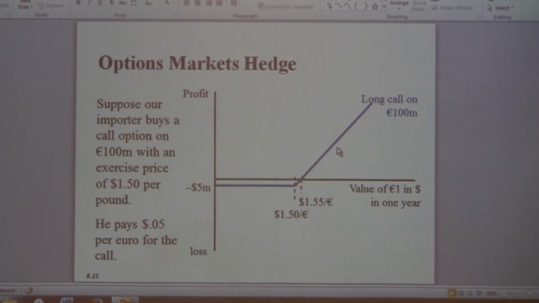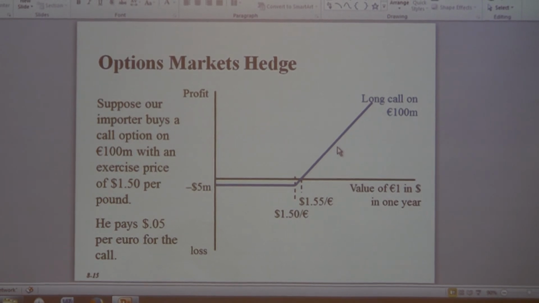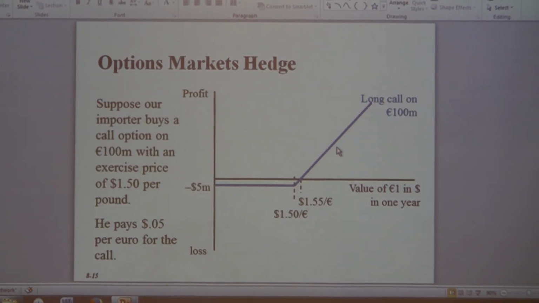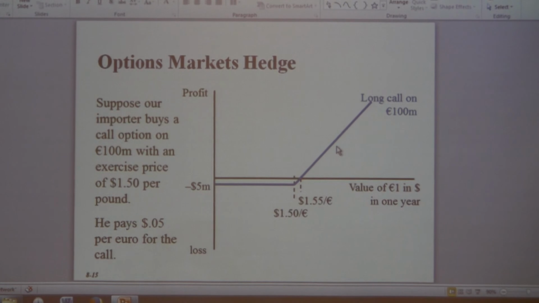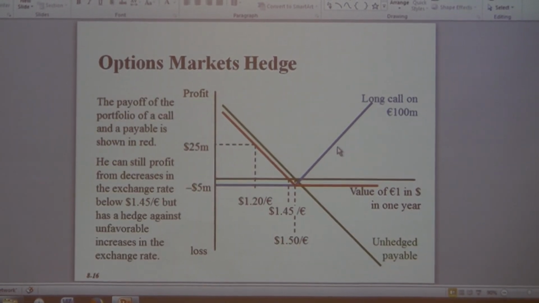So it says here, he pays 5 cents per euro for the call. So for 100 million, he's going to spend 5 million US dollars. So that's what we have. So at 145, what happens here?